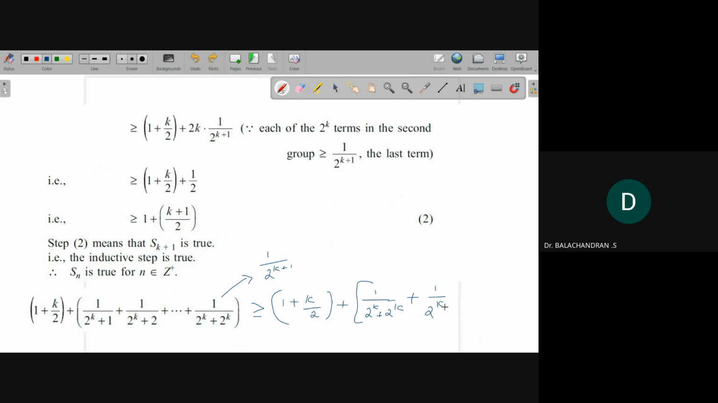plus 2 power k. So instead of this term, first, I am replacing it by this because I put what? Greater than or equal to this. Similarly, instead of this, this is greater than or equal to what? This. And then finally, the last term I will keep as it is. 1 by what? 2 power k plus 2 power k.